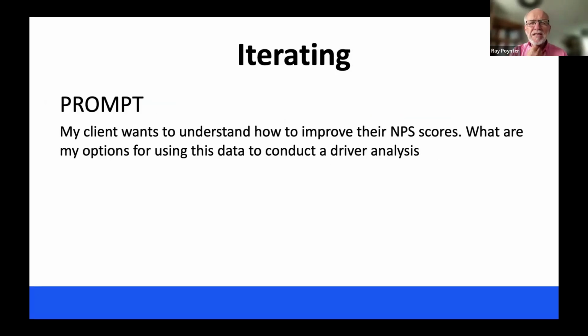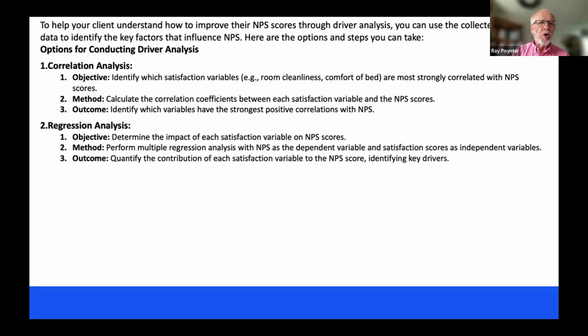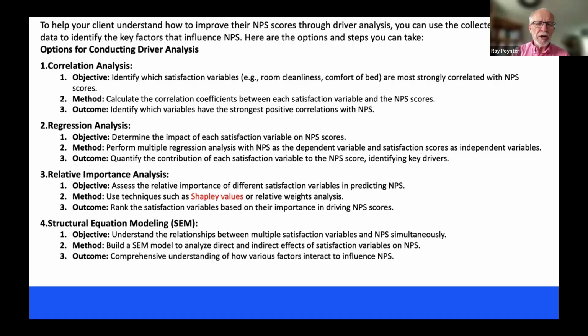My client wants to understand how to improve their NPS scores. What are my options for using this data to conduct a driver analysis? To help your client understand it, it suggests doing the following. We could do correlation, and it tells us the benefits. We could do regression analysis, and it tells us the benefits. We could use relative importance analysis, for example, Shapley values, and it tells us the benefits. And it also says we could use structural equation modeling.